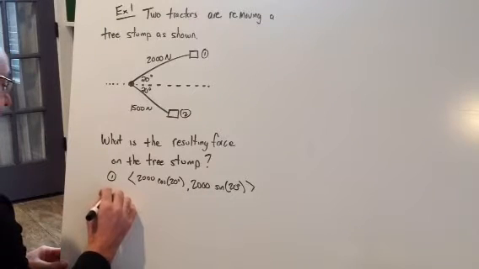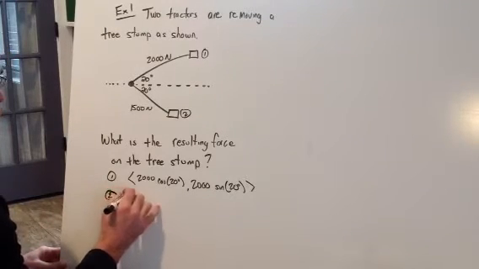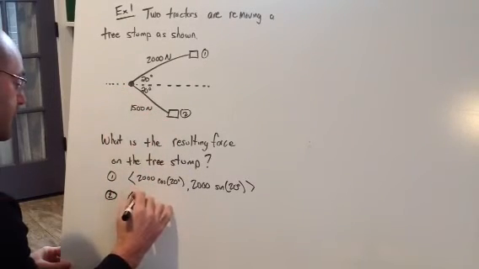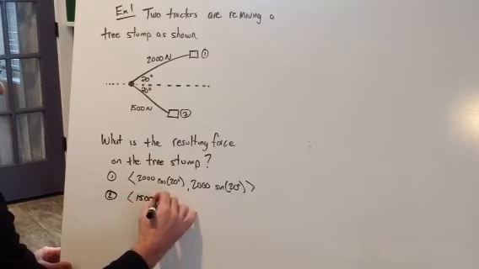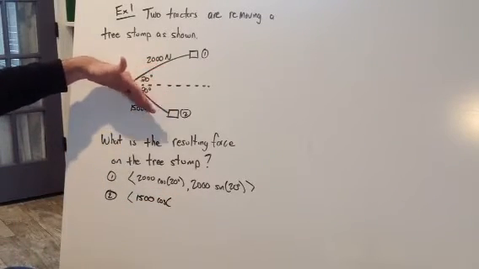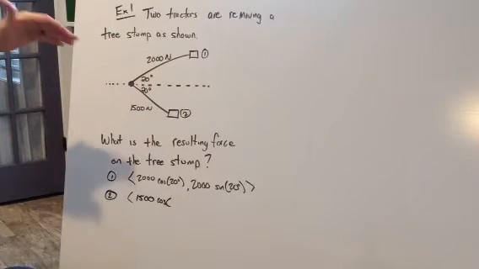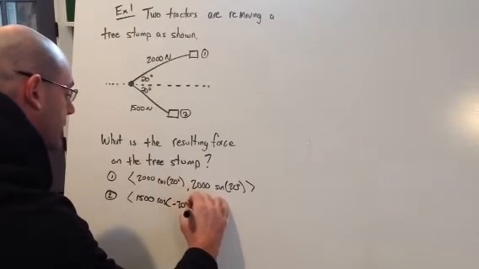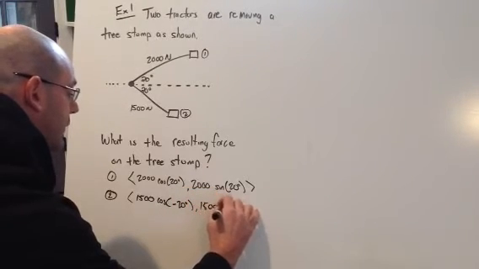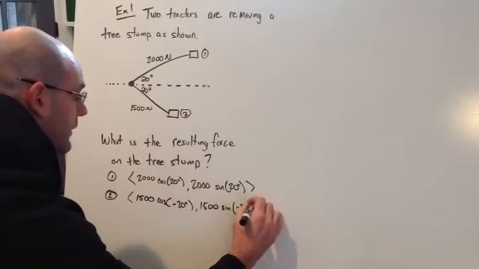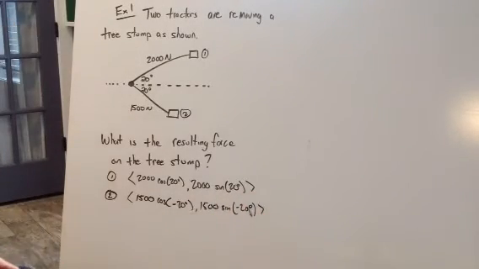Alright, so tractor 2. Tractor 2 is pulling this way, okay? So I take my 1500 cosine, and now what is my actual angle? It's 20 degrees, but this is a negative 20 degrees, right? Remember how we measure angles all the way around? So negative 20 degrees, and then 1500 sine of negative 20 degrees.